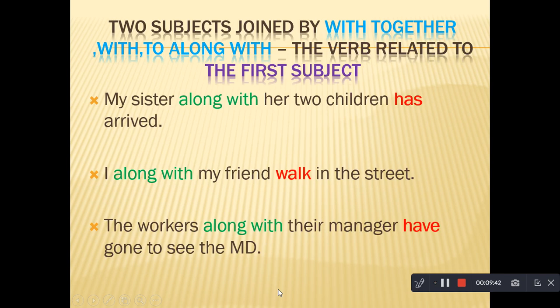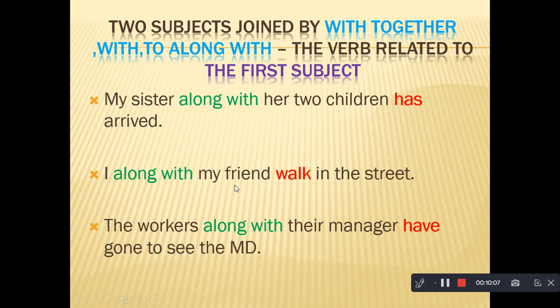The next two subjects joined by with, together with, or along with means the verb relates to the first subject. My sister along with her two children has arrived. Here, my sister is a singular subject, her two children is plural. Connected by along with, the two subjects mean we consider the first subject. Here the first subject is singular means singular auxiliary, or plural means plural auxiliary.